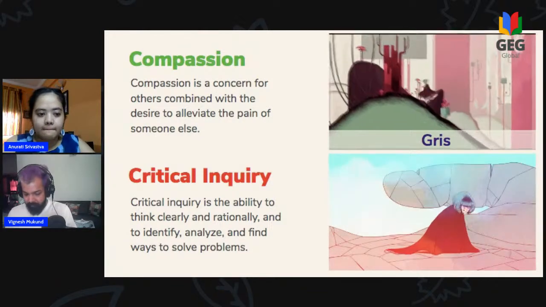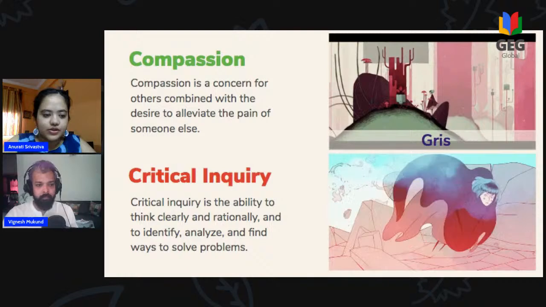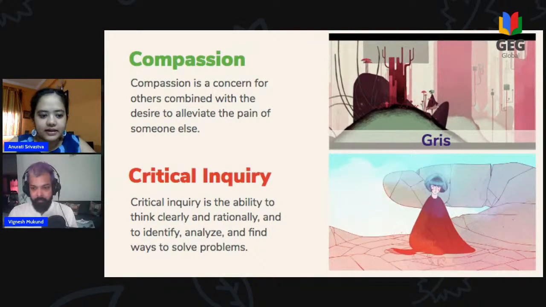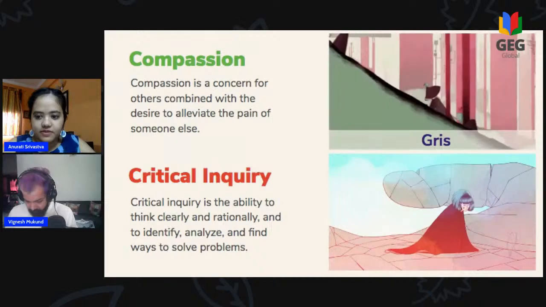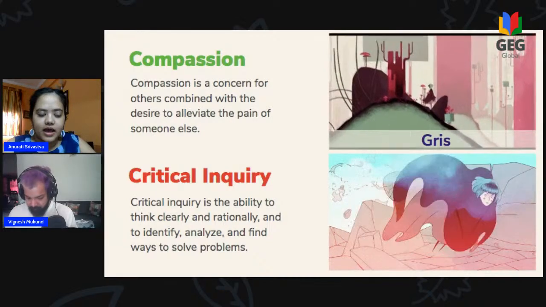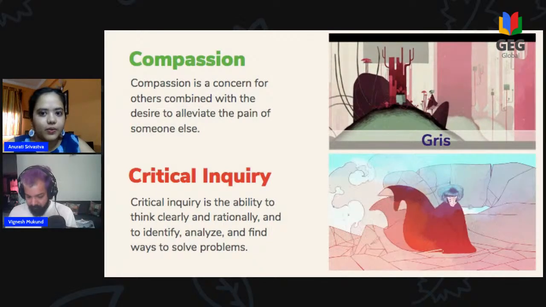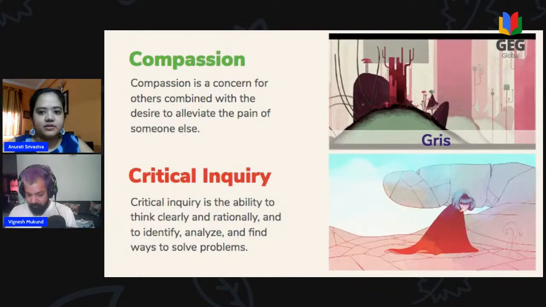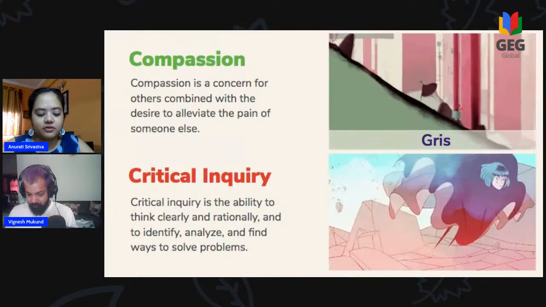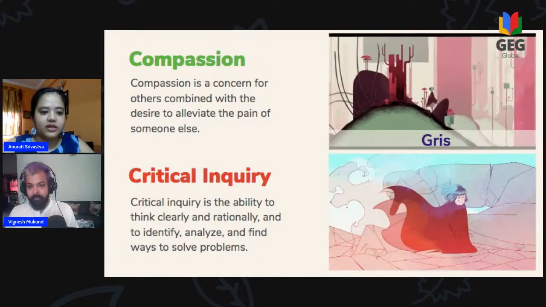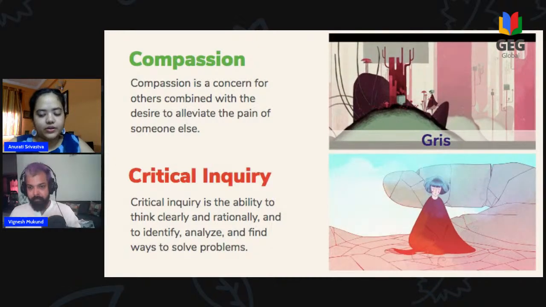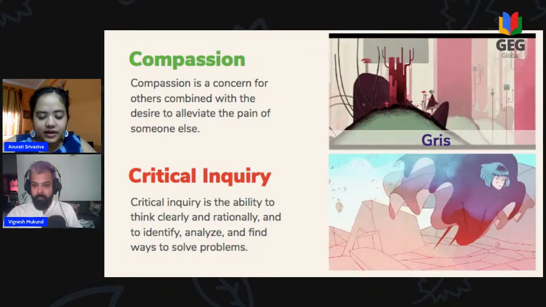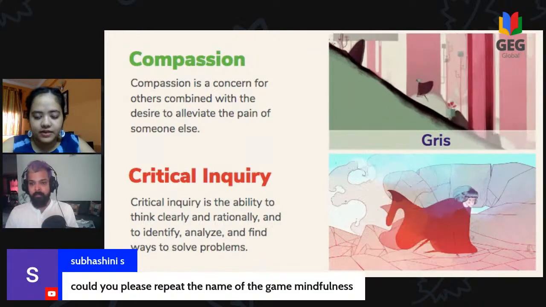Critical inquiry is the ability to think clearly and rationally and to identify, analyze, and find ways to solve problems. A lot of critical inquiry is based on the competencies that we acquired before that, for example, the skills of perspective taking, which come in handy when we use critical inquiry. So let's look at one such game that can be used to teach both the competencies.